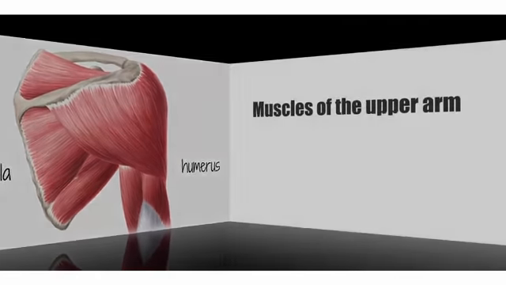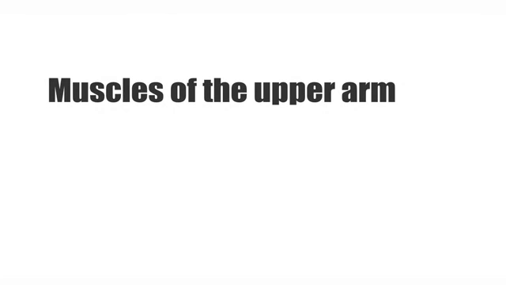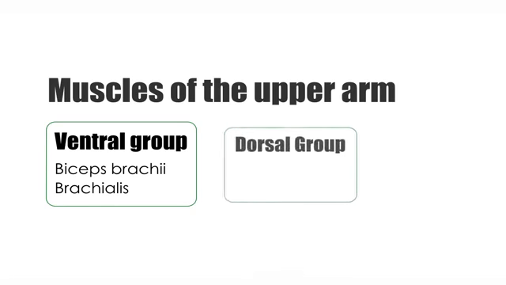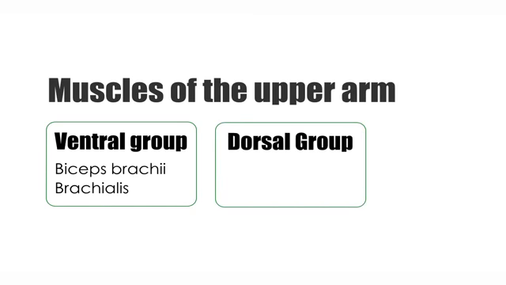Now let's look at the first topic in our tutorial, the muscles of the upper arm, which I can tell you can also be split into two groups. The first one, the ventral group, includes the biceps brachii and also the brachialis muscle. Also, you can find another group known as the dorsal group, which includes the anconeus and also the triceps brachii.